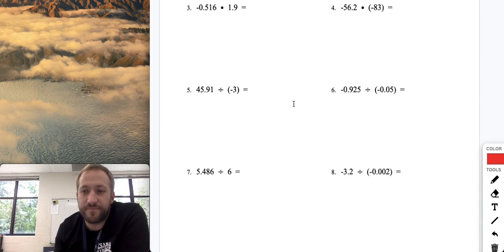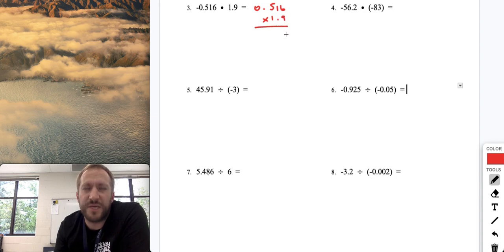Look at this one. I'm going to put the number with the most digits up at the top. That is this one right here. Oh, let me click back on the pen. Whoops, hang on. There we go. All right. This number has more digits. I'm going to put it up at the top, 0.516 times 1.9.